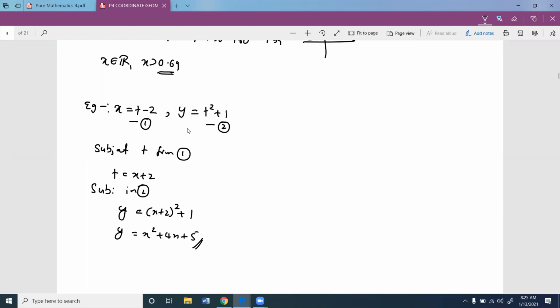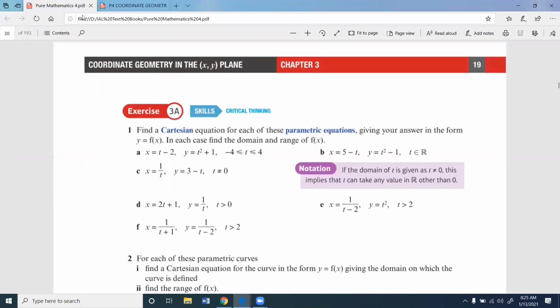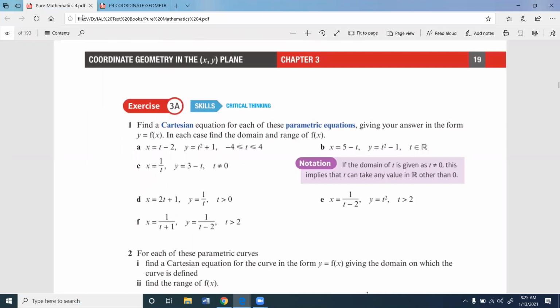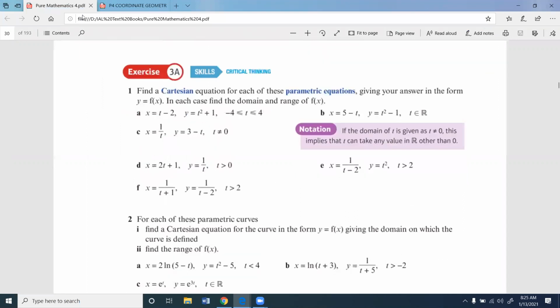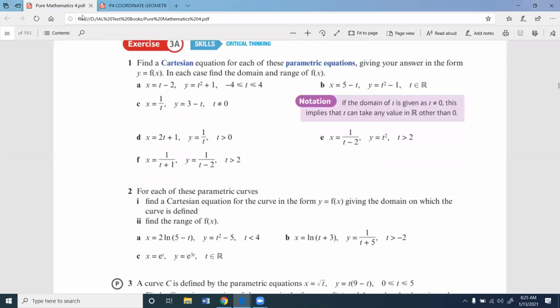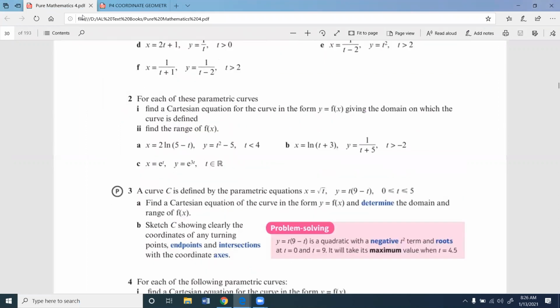Okay. So here now you can do these questions. Here also what they expect is, for each parametric curve, find the Cartesian equation of the curve y equals fx, giving the domain in which the curve is defined. So in the same way you have to find out the domain and the range for it, right? Let's go ahead with this kind of question and see how to do it. x equals 2 ln (5 minus t).